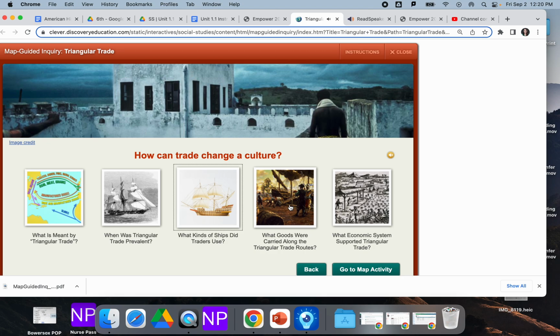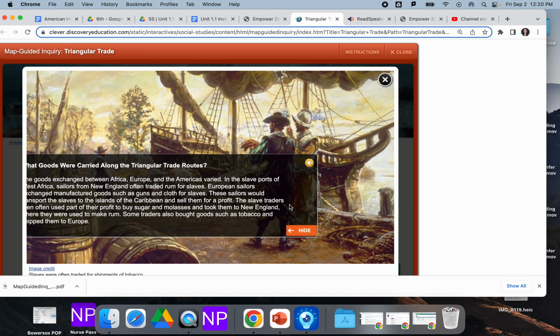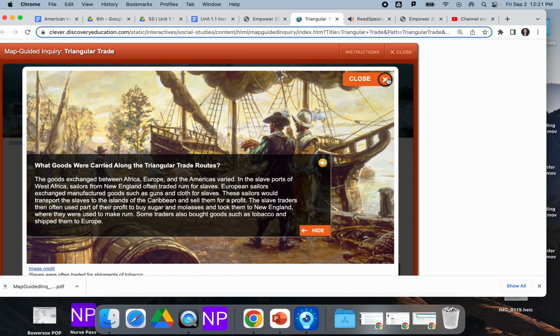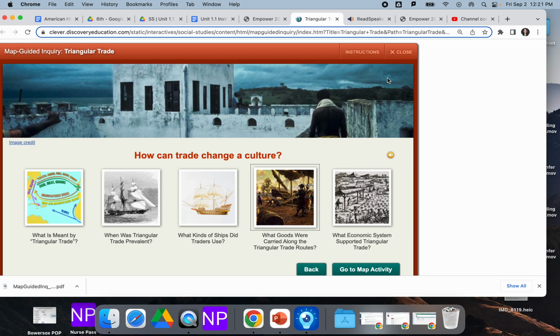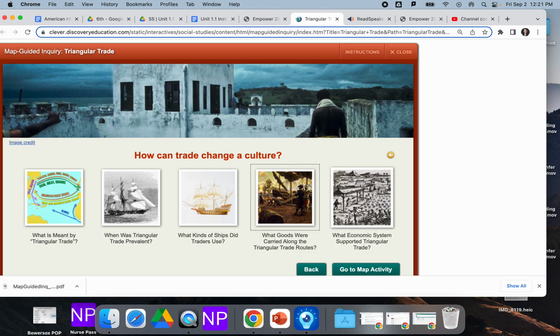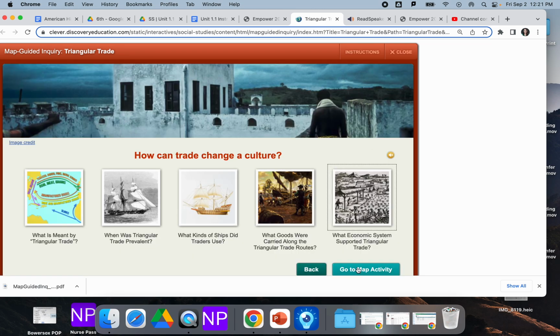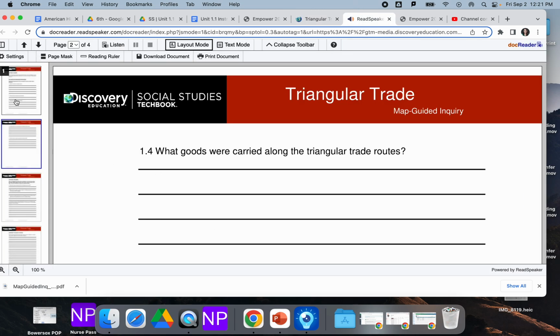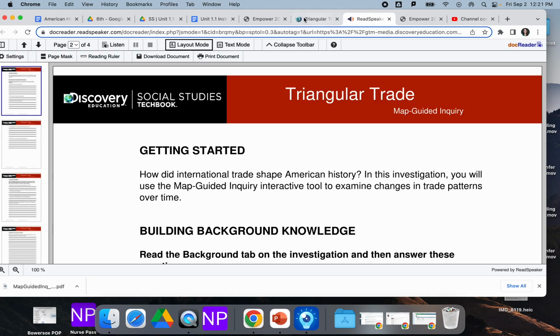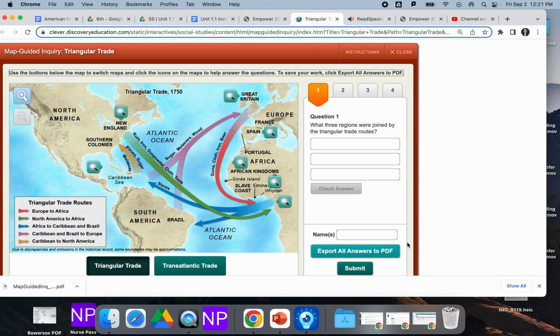What goods were carried along triangular trade routes? Okay, I know all of these are attached to a question. So if you can't figure out how to answer a question, let me know. And then, what economic systems supported triangular trade? Okay, when you're done looking at all of that and answering as many of these questions as possible with that part, then you're going to go to the map activity.